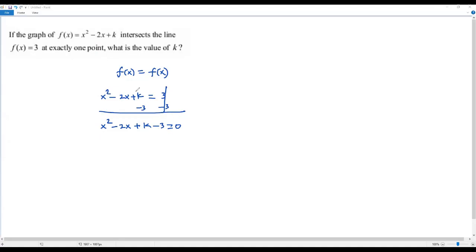And now let's consider a quadratic equation in standard form, that is ax² + bx + c = 0. When a quadratic equation has only one real solution, then the value of the discriminant b² − 4ac must be equal to 0. Since this quadratic equation has exactly one solution, then the value of the discriminant b² − 4ac for this quadratic equation also must be equal to 0.